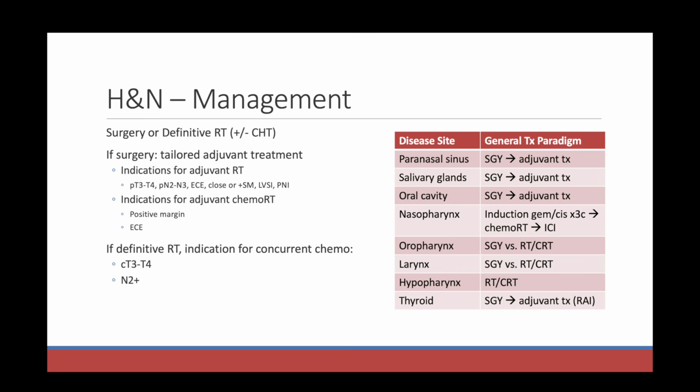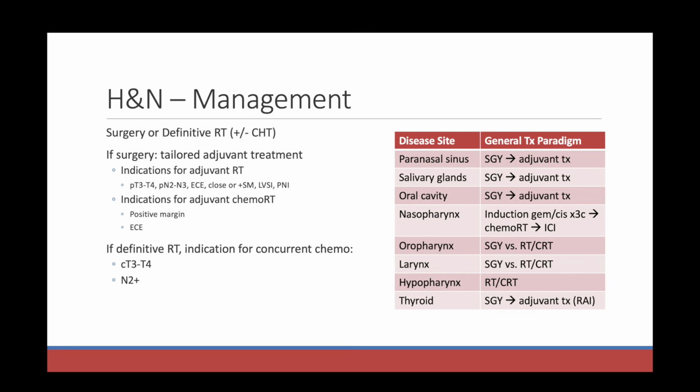The nasopharynx is actually unique in that the recommendation is for chemoradiation rather than surgery because it's a very anatomically challenging site for surgery. So nasopharynx actually follows a unique paradigm where we do induction gemcitabine cisplatin for 3 cycles, especially if they have the keratinizing type 3 histology, the histology that tends to be seen in endemic populations such as China. So induction gemcitabine cisplatin for 3 cycles, then chemoradiation therapy.